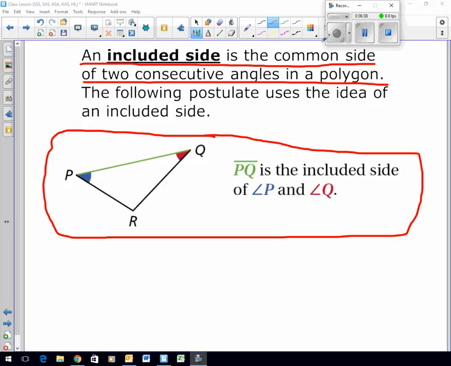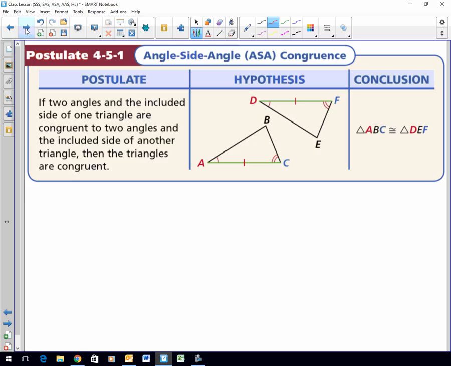Here's why included sides are important. The angle-side-angle postulate says if two angles and the included side of one triangle are congruent to two angles and the included side of another triangle, then the triangles are congruent. So I've got side-side-side that we started out with, side-angle-side, and now angle-side-angle.